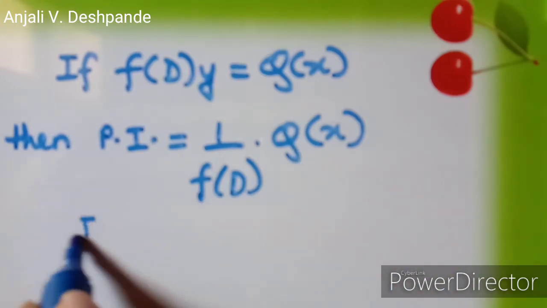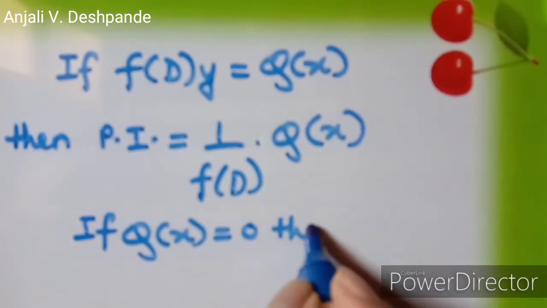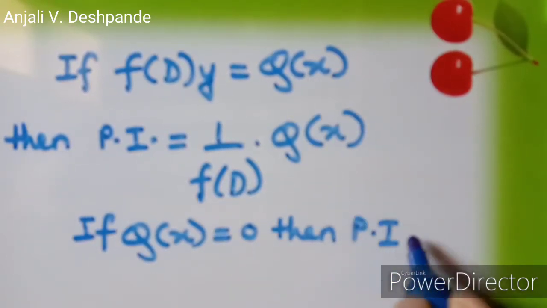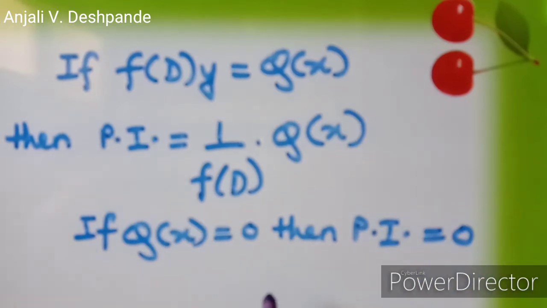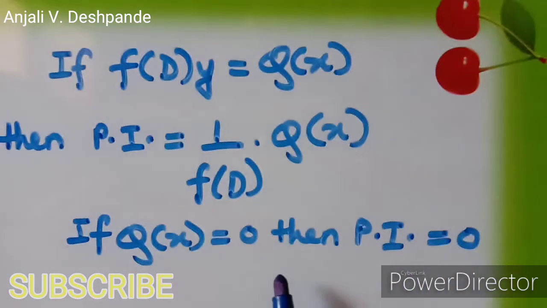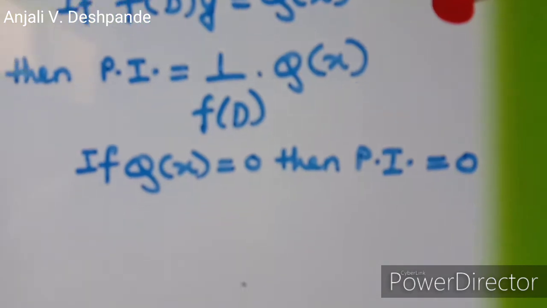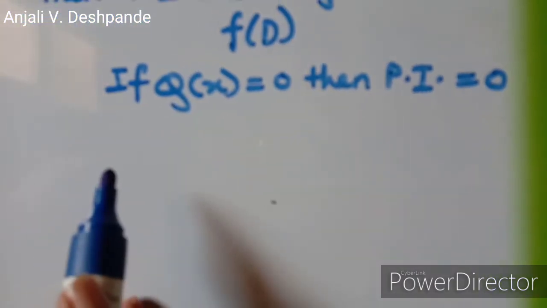If Q(x) is equal to 0, then PI will be equal to 0. That is why in the earlier examples which we saw for the homogeneous linear differential equations, where the RHS was 0, the solution was the complementary function itself. There was no need to find the PI because the particular integral in that case is obviously equal to 0. So we shall now develop the cases one by one.